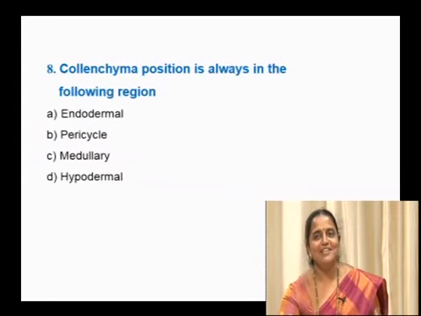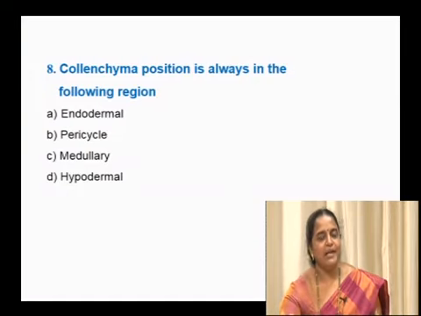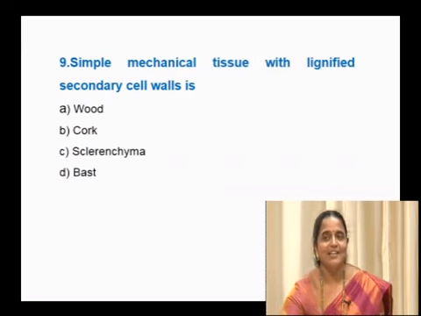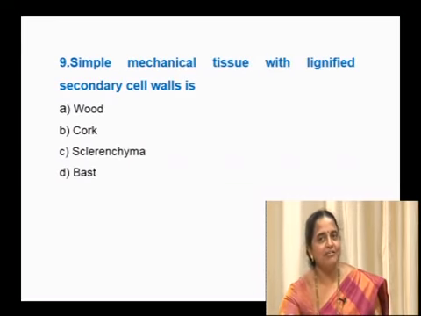Parenchyma position is always in the following region. It is a mechanical tissue, and the mechanical layer is hypodermis. So, it is in the hypodermal region. Simple mechanical tissue with lignified secondary cell wall is sclerenchyma.